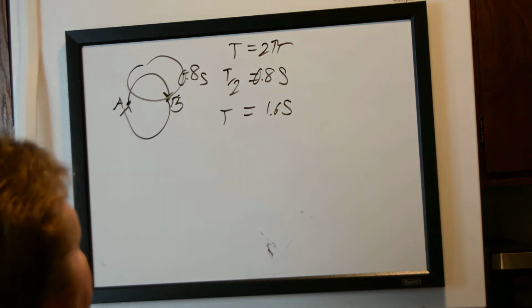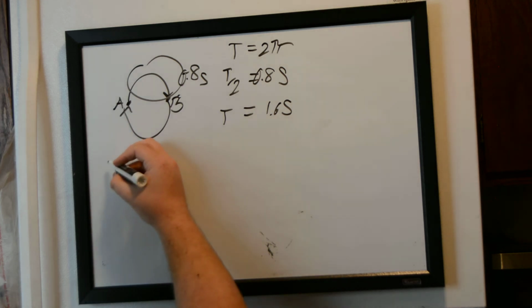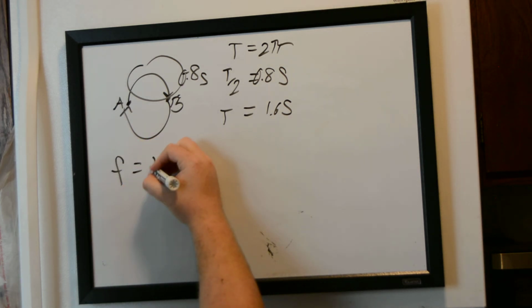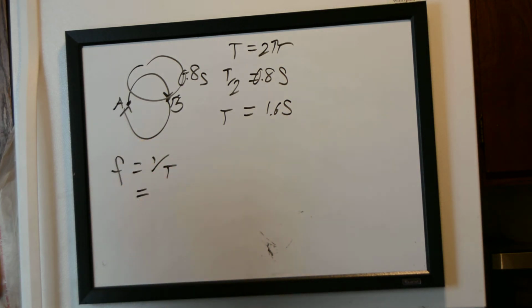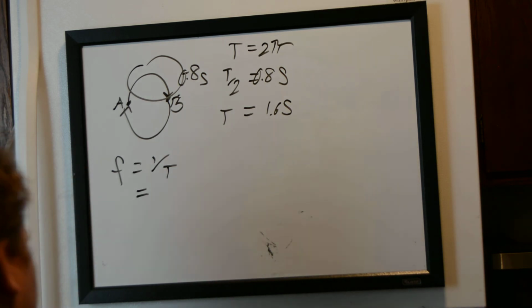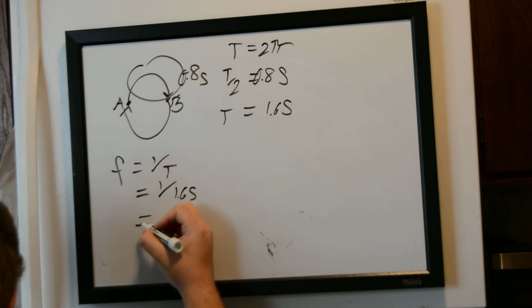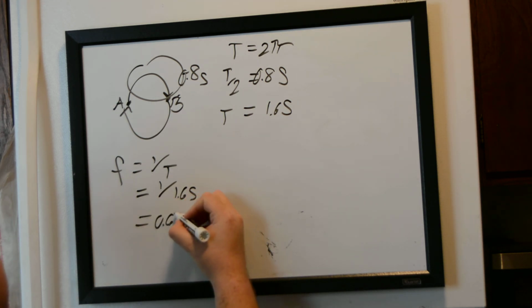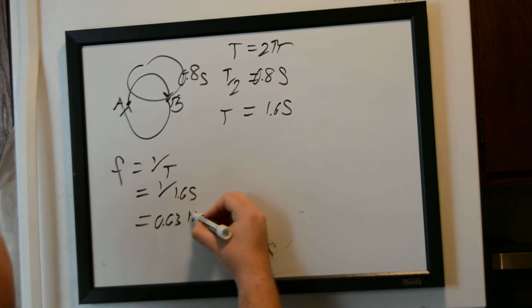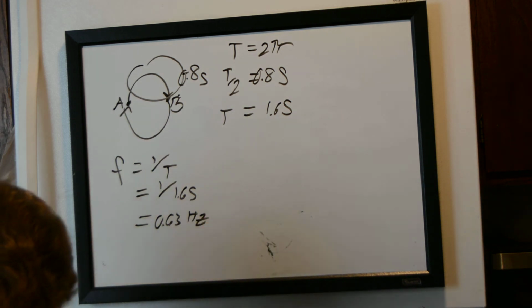And then we're asked to find the frequency in this same problem, and we know that our frequency is 1 over our period just from the equations in the book. So we have 1 over 1.6 seconds is equal to 0.63 cycles per second, or hertz.